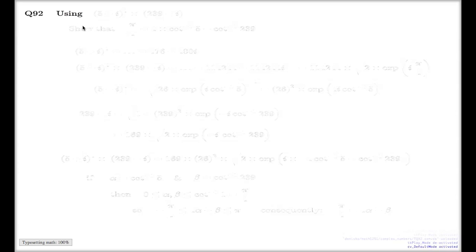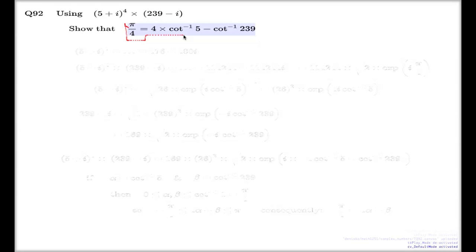It says, by using the product like so, show that pi on 4 is equal to this lengthy expression, 4 times inverse cotangent of 5, take inverse cotangent of 239. And it also says verify this with Matlab directly. I'm going to do it right now.